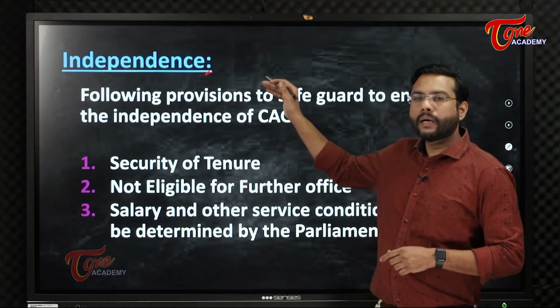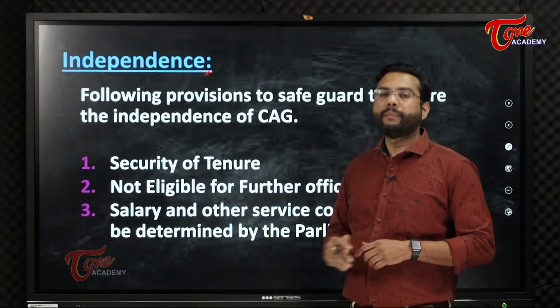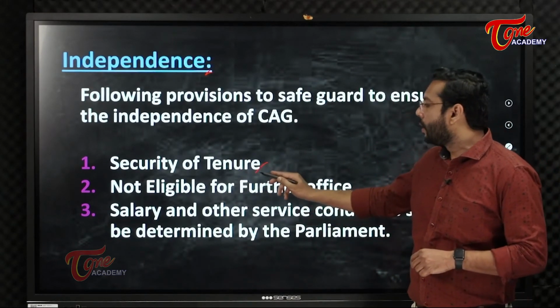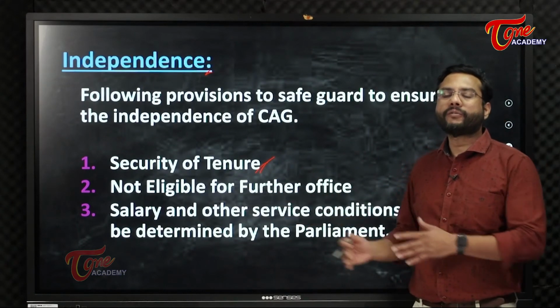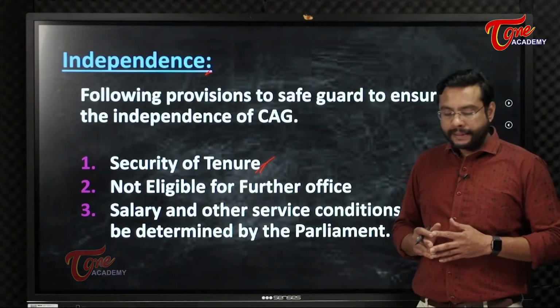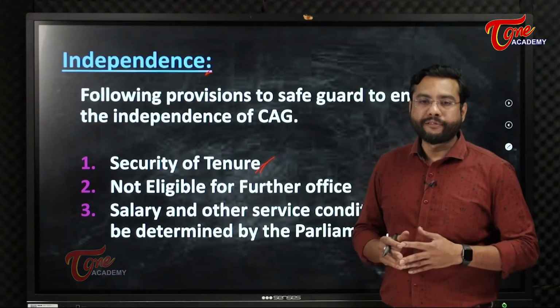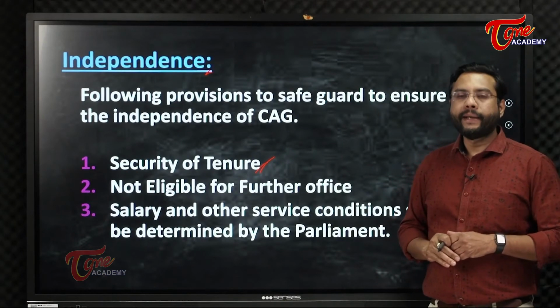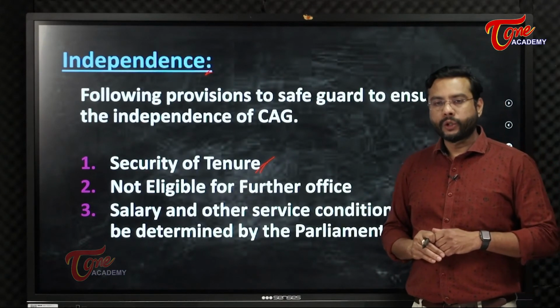So what are the things which have given independence to the Comptroller and Auditor General? One is security of tenure. Obviously, as we said, we have 6 years of tenure. We have a fixed tenure of the CAG, and removal is also difficult. And that is one reason why we say he is an independent authority in the Constitution of India.